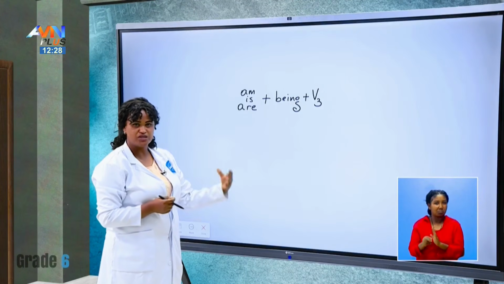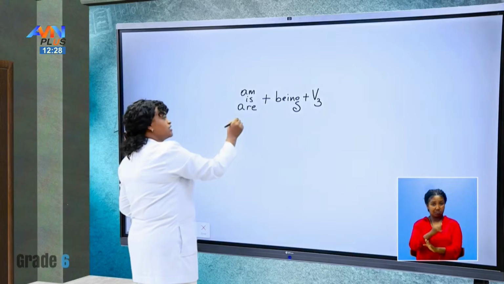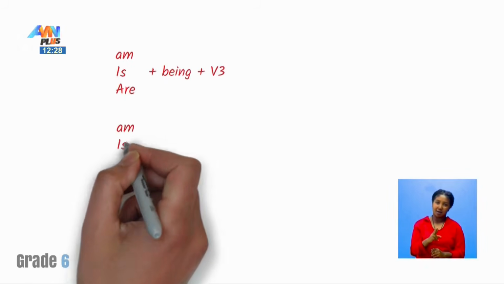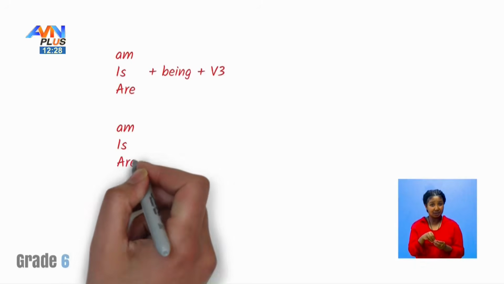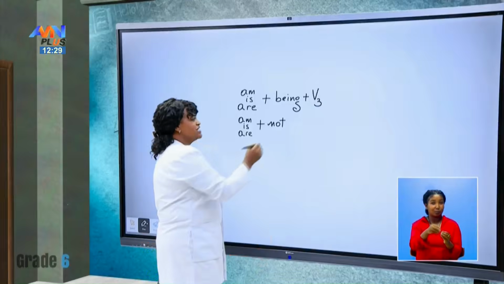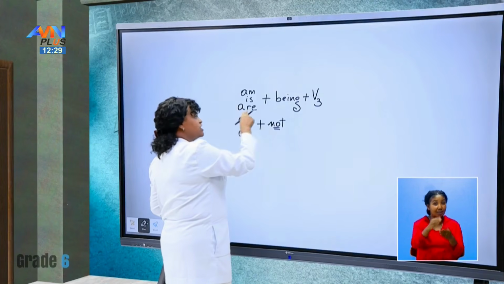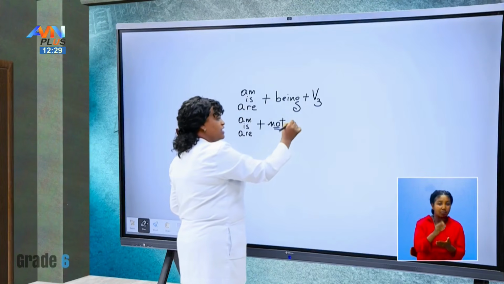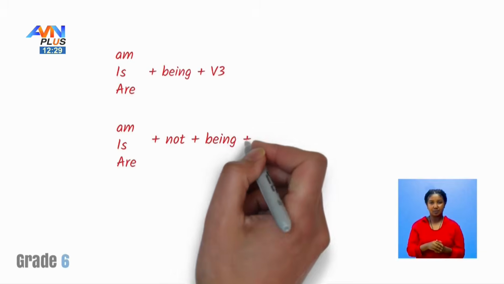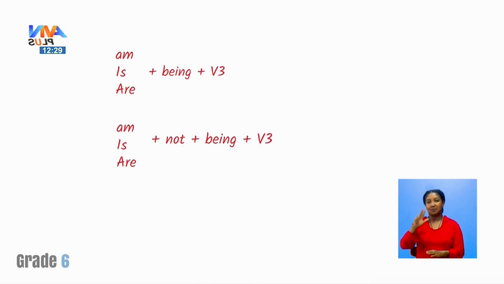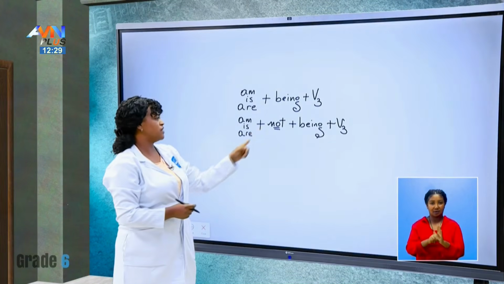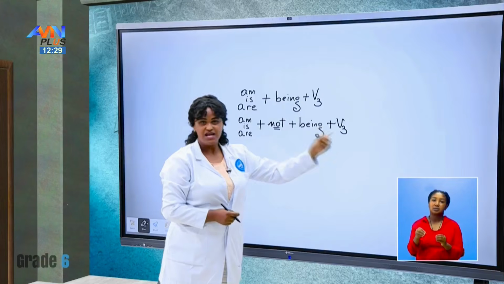How about when we make it negative? Just like the examples that we have seen earlier. Am, is, are, plus the negative indicator word, not. Don't forget, not is inserted between the auxiliary verb and being. Then being. Finally, verb 3. Okay? This is how we make it negative. Is, are, plus not, plus being, plus verb 3.